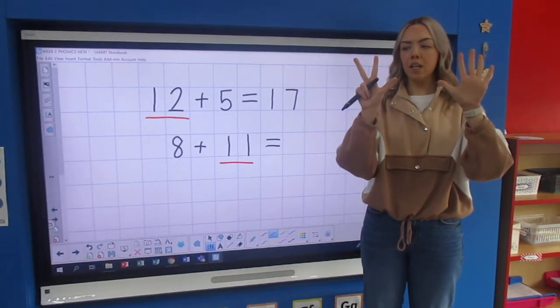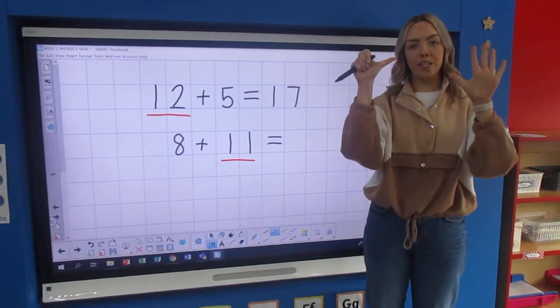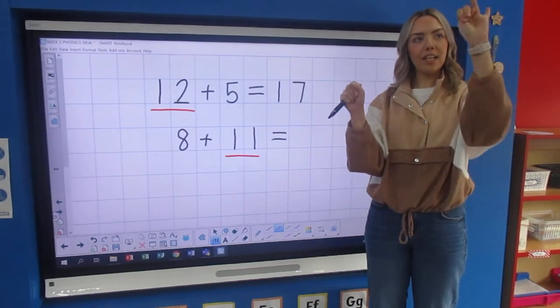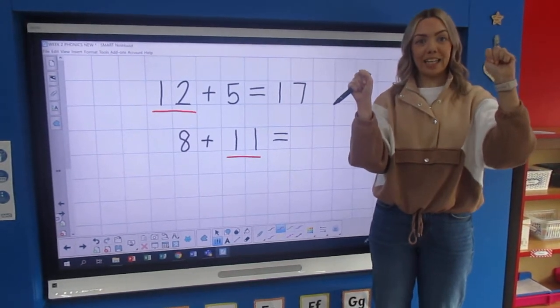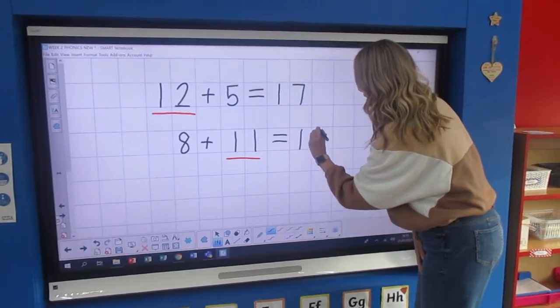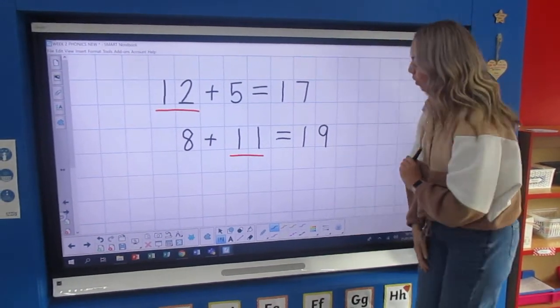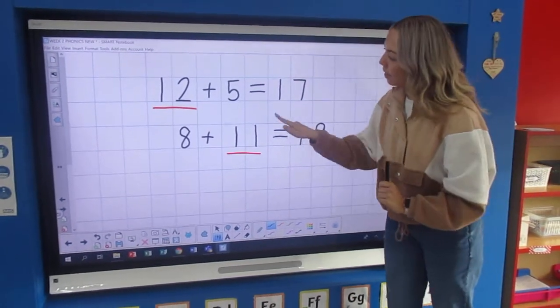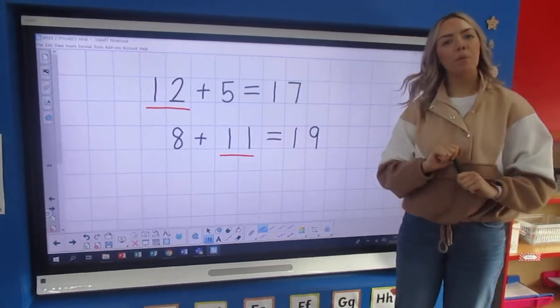Are we ready? 12, 13, 14, 15, 16, 17, 18, 19. So I know that my answer is 19. Look, my 9 is a circle, then a line, checking that all of my numbers are formed correctly.